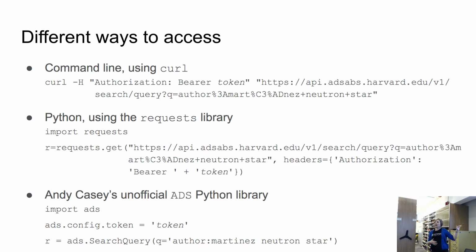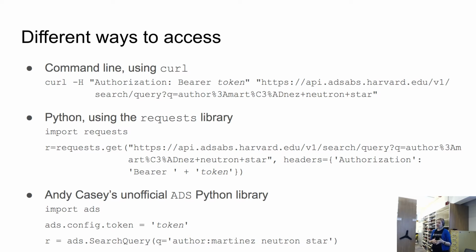The first way to use Python with the API is to use the request library. The request library is just an open source library. It's not an ADS specific thing. A lot of people use the request library to access web services in various forms, so it's the most basic way of using Python. The other way, though, is Andy Casey has written an unofficial ADS Python library. You can install that using pip, like you would install any other package, and then you can access our API using that.